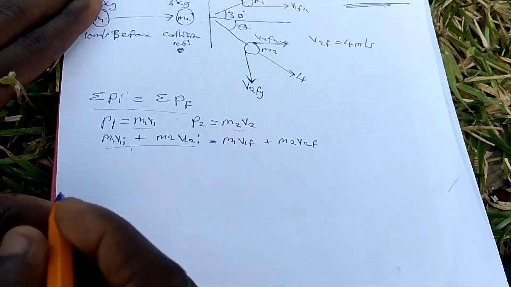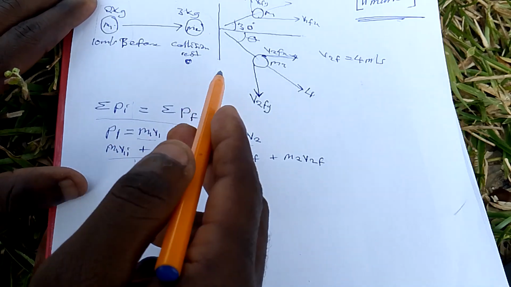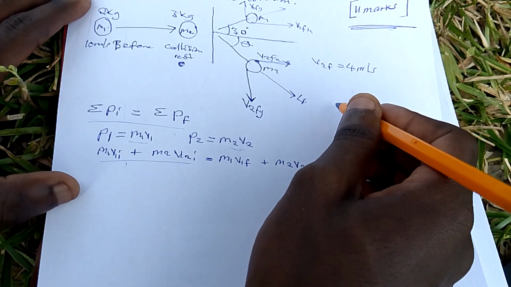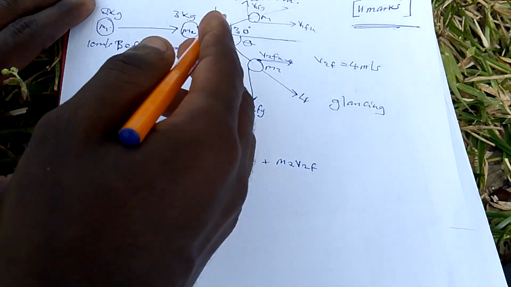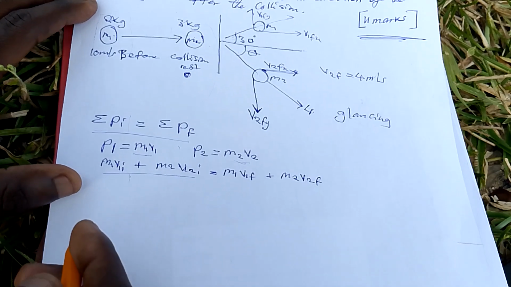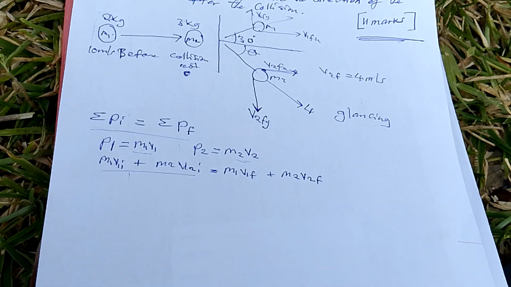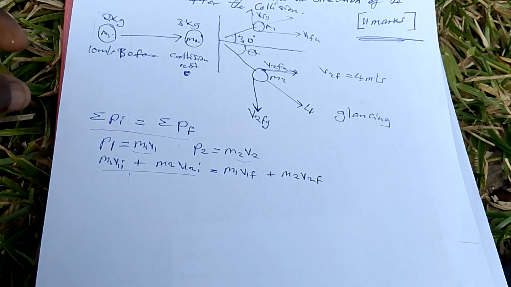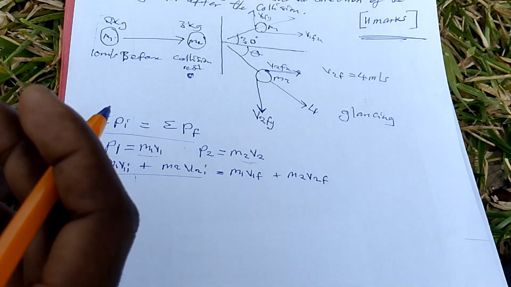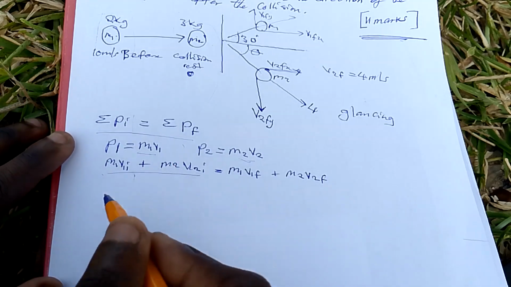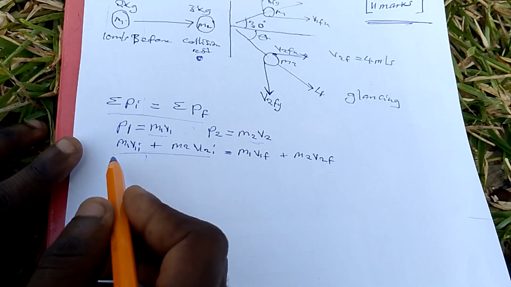Now it's important to know that the kind of linear momentum problem we are looking at is called a glancing collision. Glancing collision, meaning there is an angle here. When they collided, these two objects are deflected. They deflected off the center. So that means a glancing collision at an angle. That's a glancing collision.